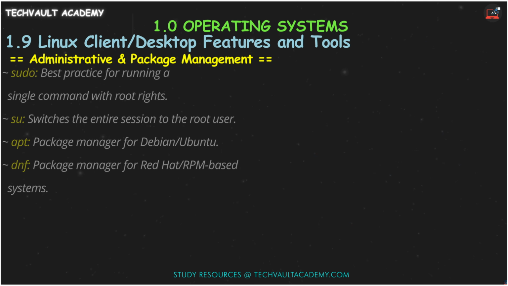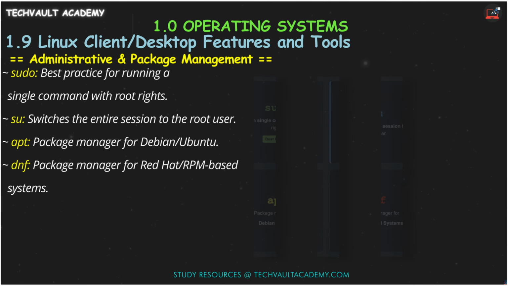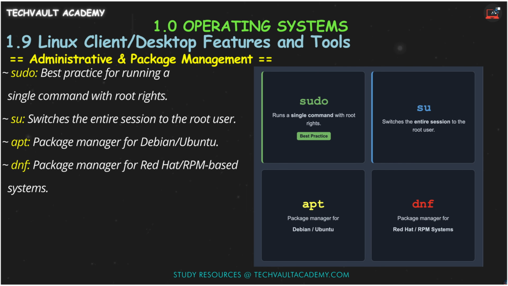For administrative tasks, you need root permissions. It's best practice to use sudo to run a single command with elevated rights. The su command, on the other hand, switches your entire terminal session to the superuser. For installing software, you'll use a package manager. On Debian or Ubuntu systems, you'll use apt. On Red Hat systems, you'll use DNF.